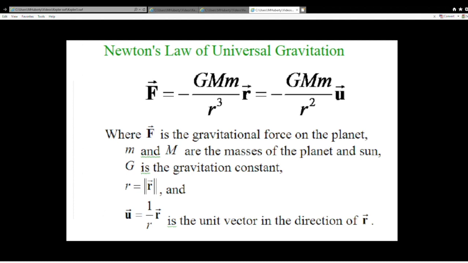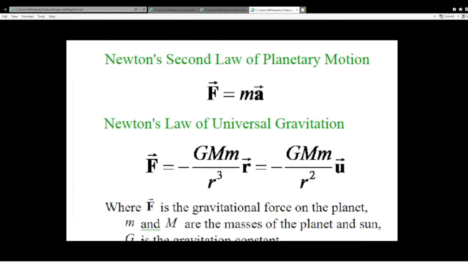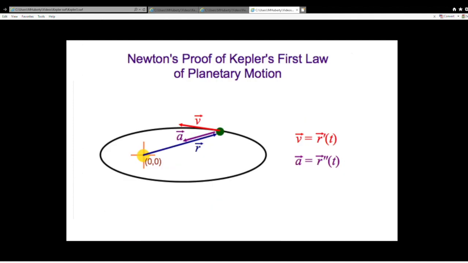But Newton's proof of Kepler's laws of planetary motion requires only these two laws themselves, okay? And so that's what we're going to use along with understanding of some vector stuff. So we need to, first of all, look at a diagram of what's going on here.